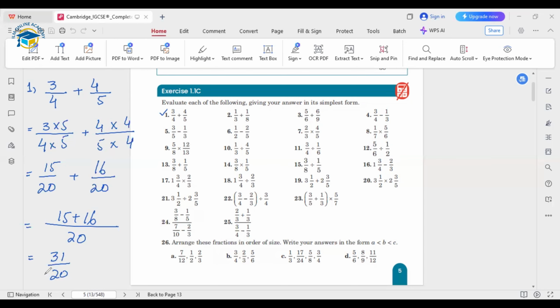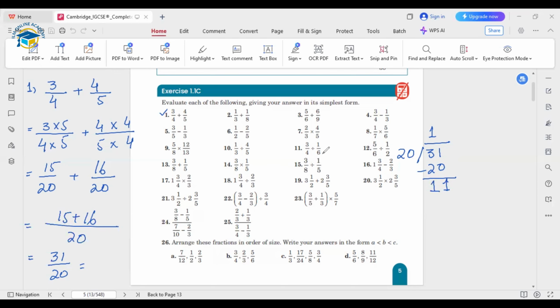Now this 31 by 20 is not a proper fraction. This is basically an improper fraction. So it will be better if you change this improper fraction into a mixed fraction. So 31 you need to write inside and divide it by 20. First of all, 20 times 2 would be 40, which would be greater. So we will go with 1 time 20 and simply subtract these two numbers. So I am having 11.